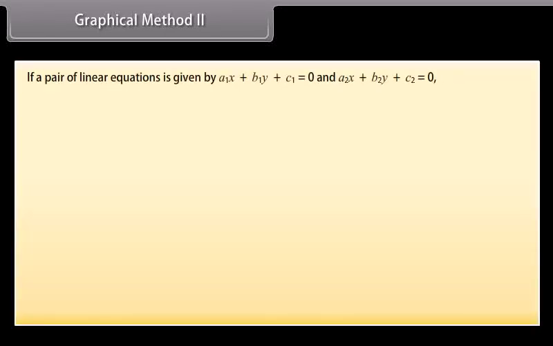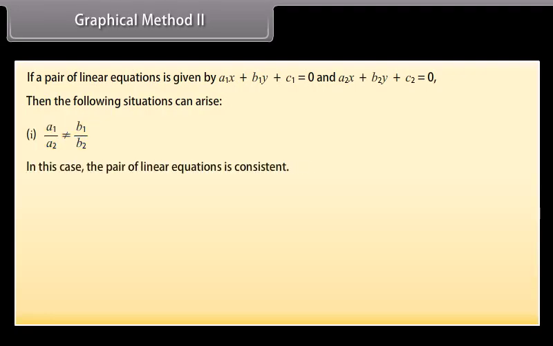Graphical method 2. If a pair of linear equations is given by a1x plus b1y plus c1 equals 0 and a2x plus b2y plus c2 equals 0, then the following situations can arise. 1. a1 upon a2 is not equal to b1 upon b2. In this case, the pair of linear equations is consistent.